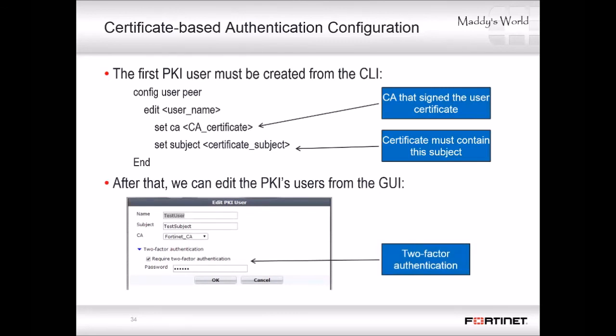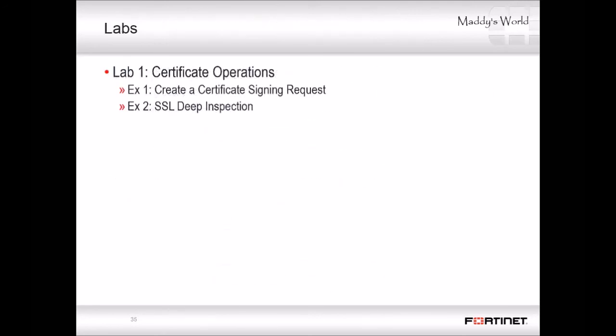After the first user has been created from the CLI, you can now access the PKI user section in the GUI to create new users or edit existing ones. For each PKI user, you can also enable two-factor authentication, which means that the user will need not only to present a valid certificate, but also to type a valid password.